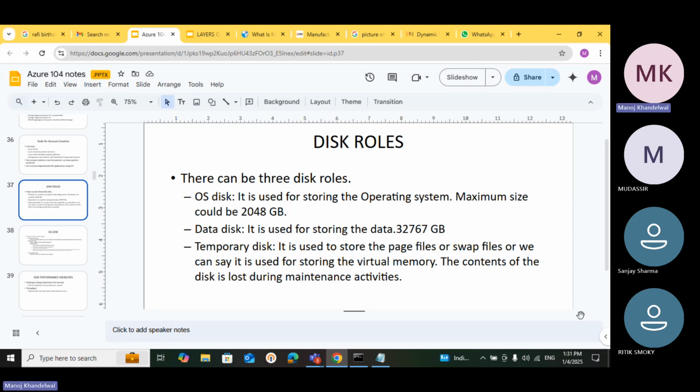Do you know what is the temporary disk? Have you worked with the temporary disk anytime? Virtual memory. Do you know what is the virtual memory? No, Manoj. Okay. See, the thing is, the application is internally made up of number of pages. So how this virtual memory or temporary disk is used, to make you understand, I will give you one example.